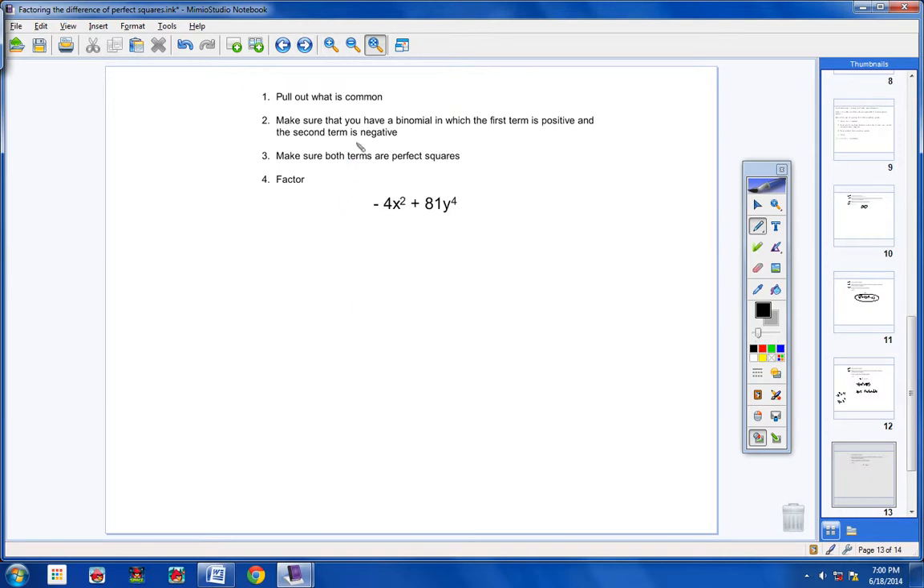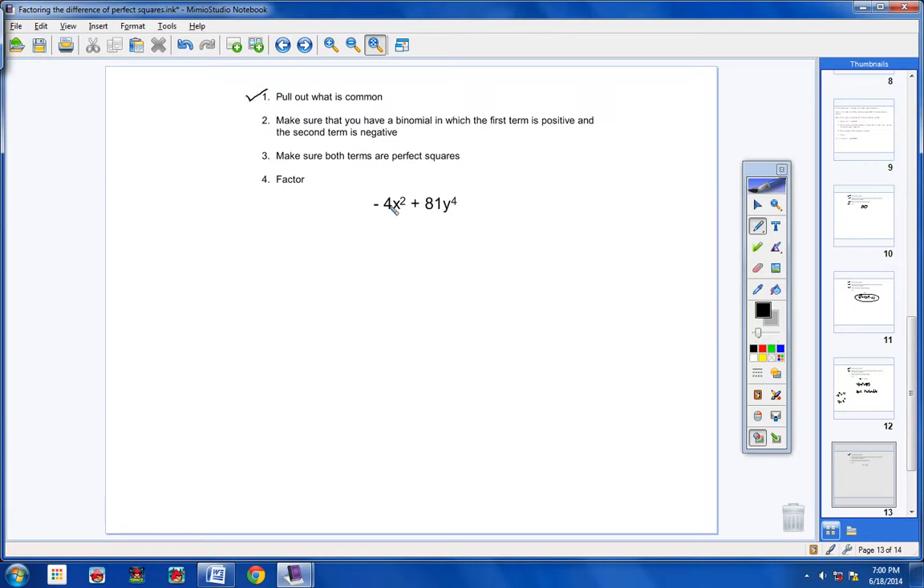All right, let's pull out. Notice now we have the same problem, just change the sign right here. Pull out what's common. Well, there's no number that I know of that goes into 4 and 81. And there's x's here, but there's no x's over here. There's y's here, but there's no y's over here. So you can't pull out any x's or y's. So really there's nothing common you could pull out.